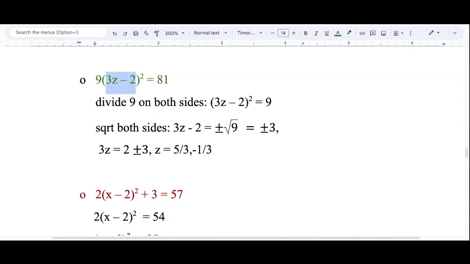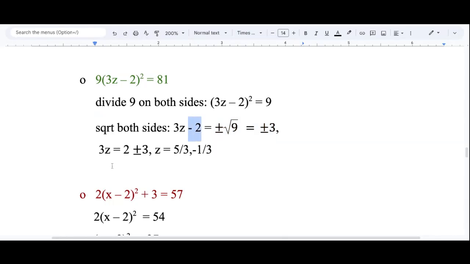This one, the square term has a coefficient 9, as a scalar. So we want to get rid of this 9. How do we get rid of it? We divide by 9 on both sides, right? So this one divided by 9, we just get 3z minus 2 squared. This one divided by 9, we get 9. So the equation becomes this. Now we can square root, right? There's no number before this square now. We can square root both sides. So the left-hand side becomes 3z minus 2. The right-hand side becomes plus minus square root of 9, which is positive 3 and negative 3.